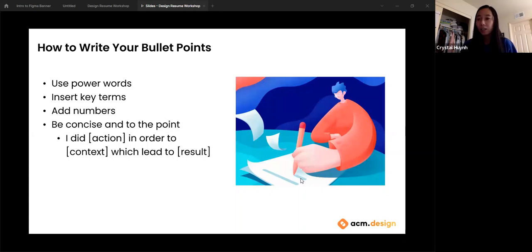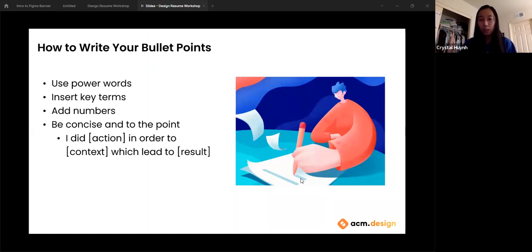So here I added a template for you to work with. There are 3 parts that you can add in. So I did action, and include the action there. That would be your power word, in order to, and insert the context here, which led to, and add your number here for the result. So something like, I designed a couple frames to improve this particular feature, which led to 100 more users a month using it, something like that.